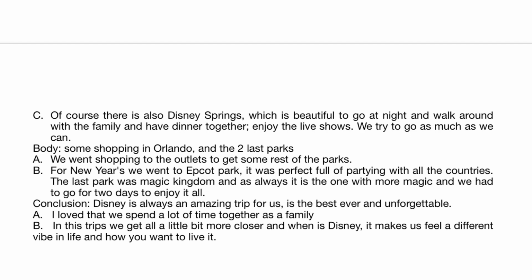And I'm trying to explain that place and how good it was for us and all the things you can do to enjoy it. Later on, we have the second body, where the main thing that I'm going to talk about is that we did some shopping in Orlando, and the two last parks we went to. On A and B, you see that I talk about shopping in malls and in the outlets, because we wanted to rest from the parks. And on B, we talk about the two parks, Epcot and Magic Kingdom, and how amazing it was.